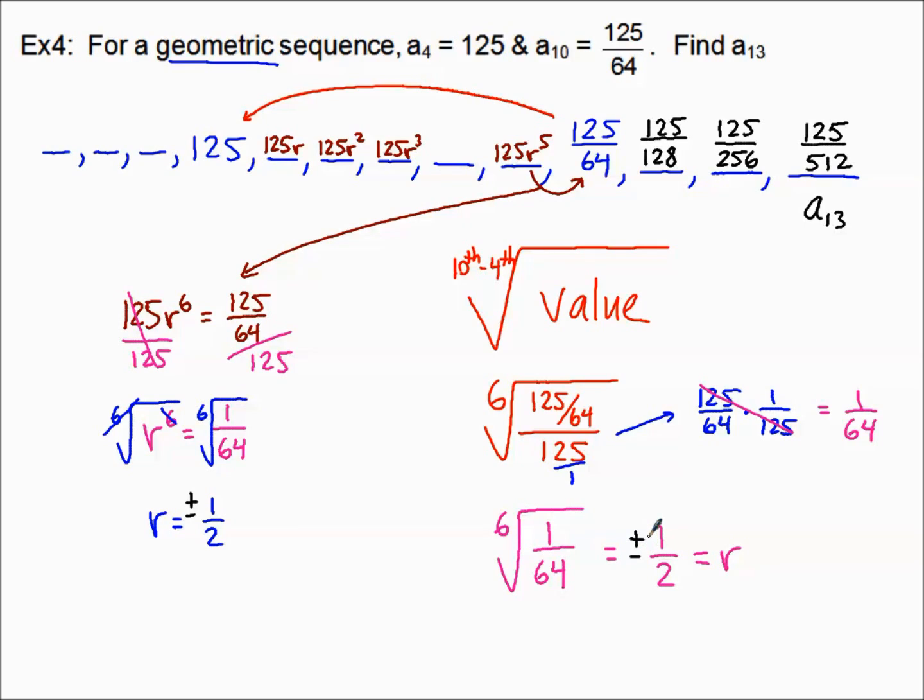We could be multiplying by a positive 1/2 and get positive 125 over 512, or we could be multiplying by a negative 1/2 and getting a negative and then a positive and then a negative. Plus or minus 125 over 512 is actually the correct answer. Either one of those. We didn't know because we were given two even terms. So because they're both positive, we didn't know maybe the odd terms were negatives in this one because the geometric can alternate signs. So that's a good problem. Go back and watch that if you need to.